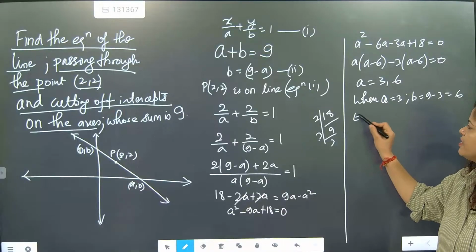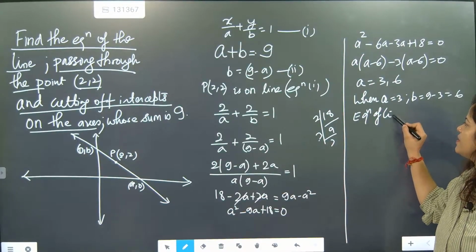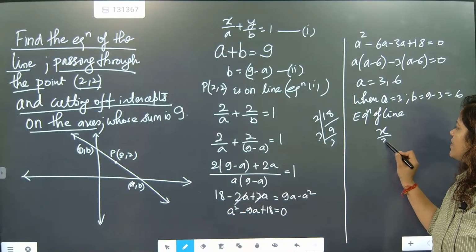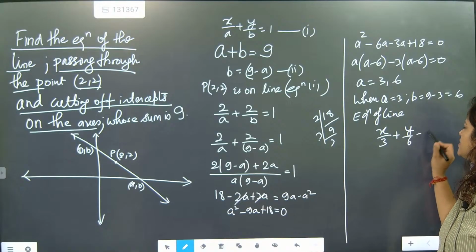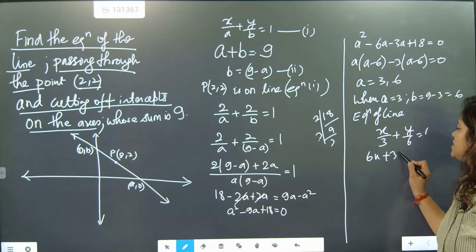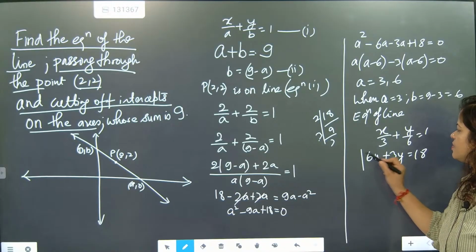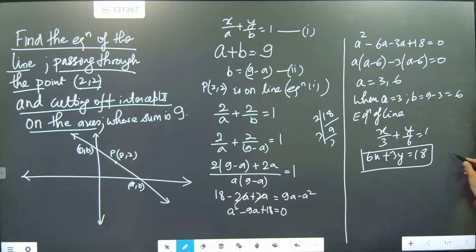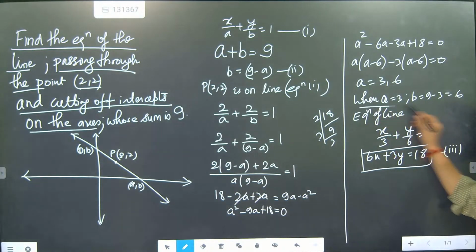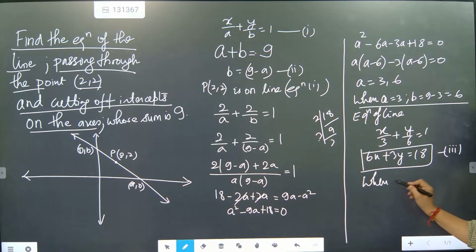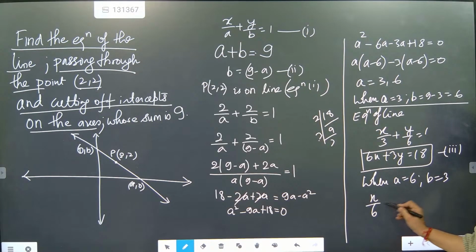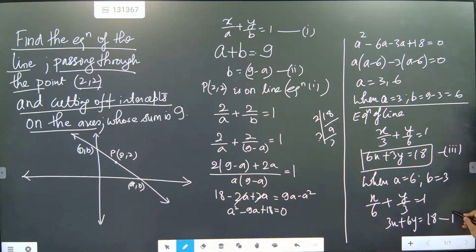So the equation of line will become, what will be the equation of line? x by 3 plus y by 6 equal to 1. So that is 2x plus y equal to 6, that is 6x plus 3y equal to 18. This will become your equation 3. Understood? Second, now when a is equal to 6, b is coming as 3. That time the equation will be x by 6 plus y by 3 equal to 1. So it is 3x plus 6y equal to 18. This will become equation 4.